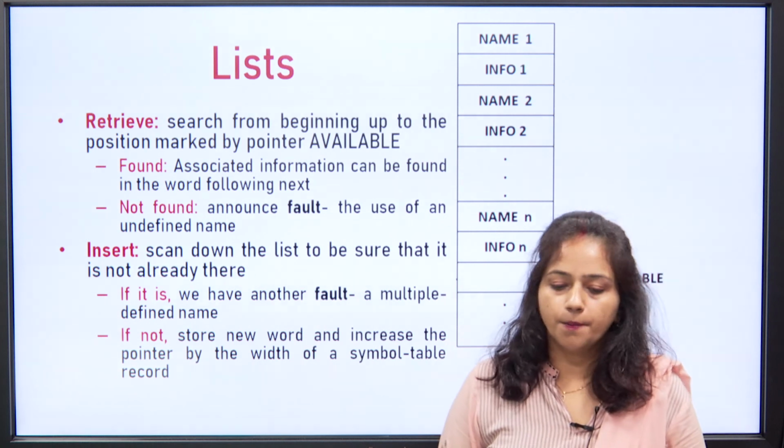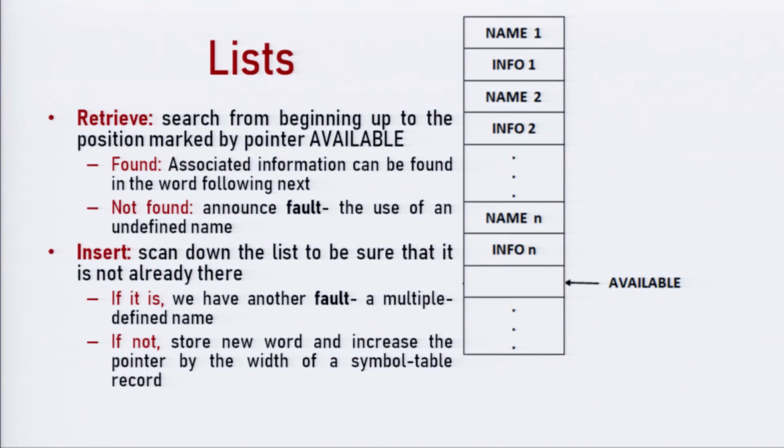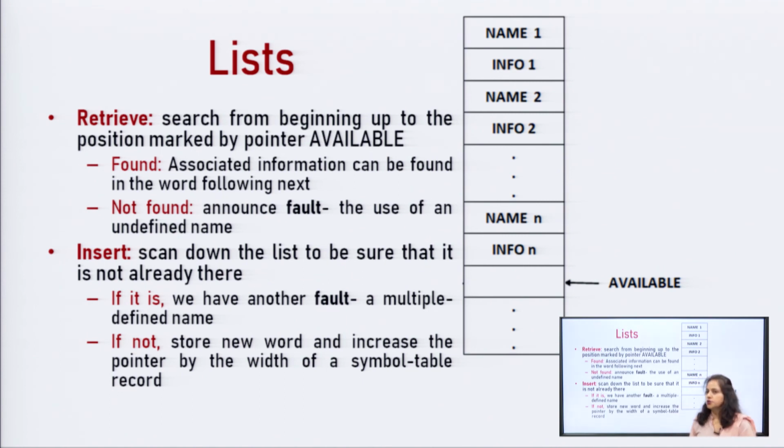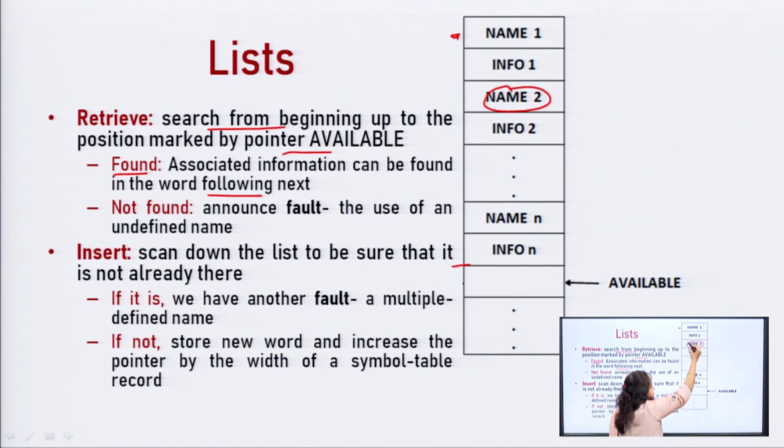Now, in a list we can perform two types of operations. First is retrieve and second one is insert. Retrieve means to find some element from the list. So, for retrieving the element, we search the list from the beginning. Suppose we are looking for a particular variable, we will start the search from the beginning till the position that is marked by the available pointer. So, if the record is found in this list, then the associated information can be found in the word following it. Suppose the desired name is this one. Its associated information can be found at the location just next to it. So, we can get the information.